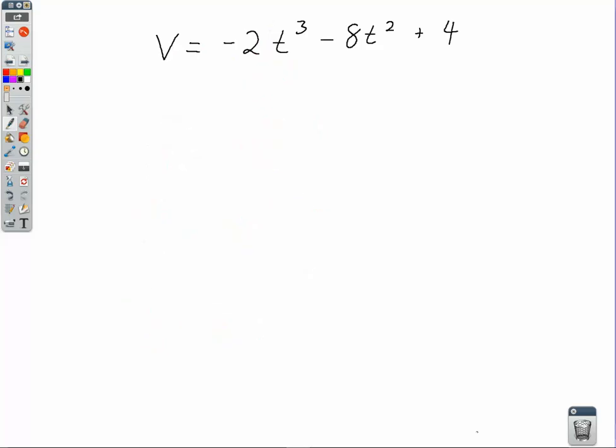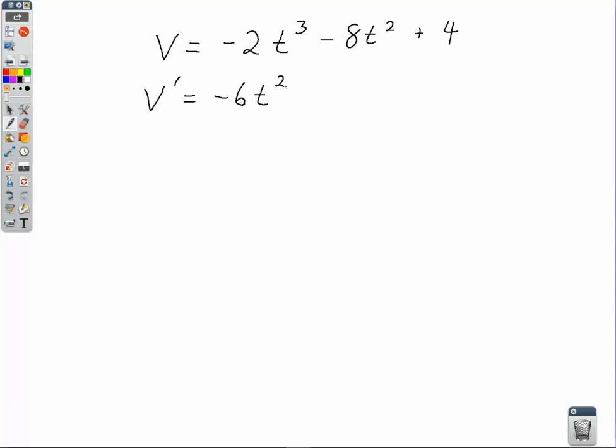So now what if a polynomial has multiple terms in it, like this one does? We have 3 terms. The lovely thing about the power rule is it applies to each term individually. So we just take the derivative, apply the power rule to each term individually. So v prime is going to equal 3 times negative 2. We're looking at negative 6t squared.